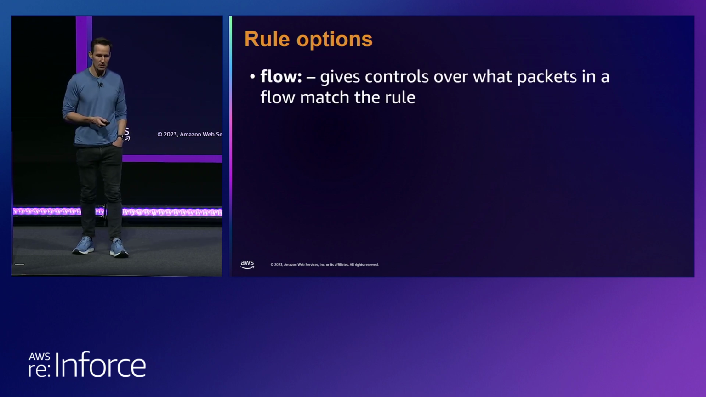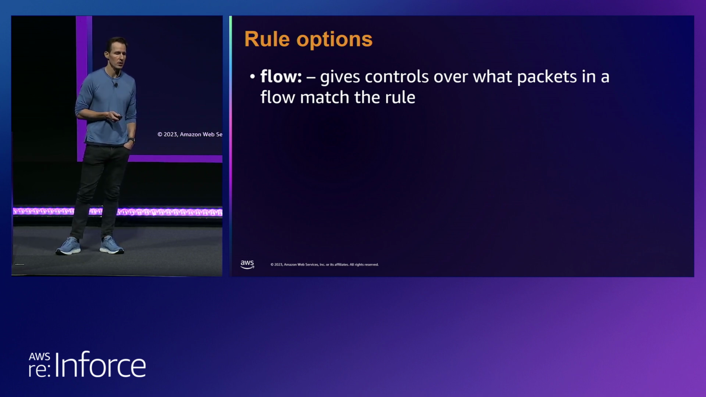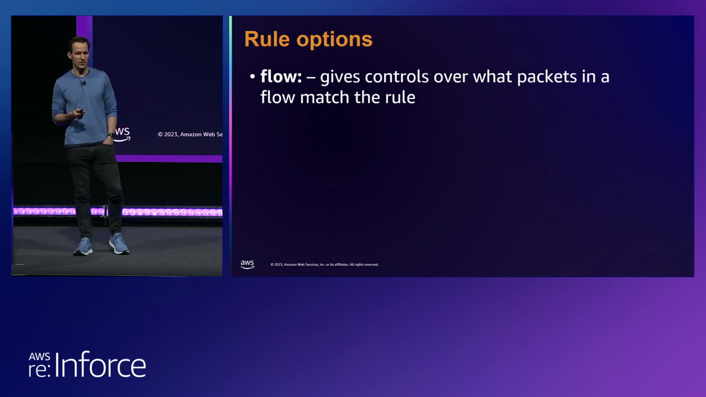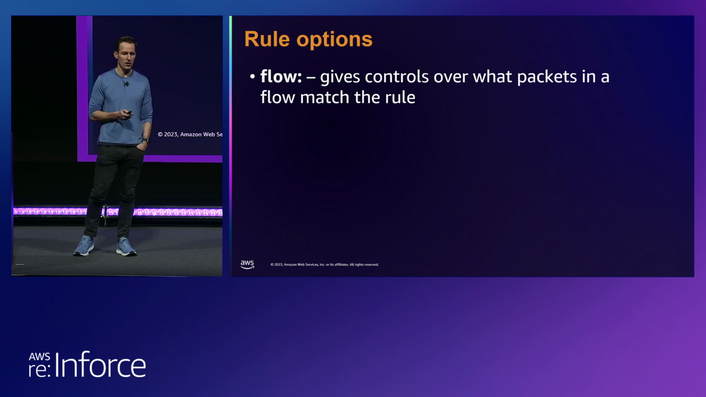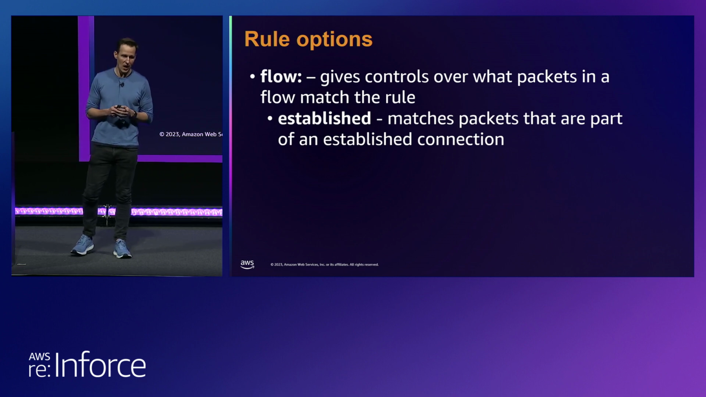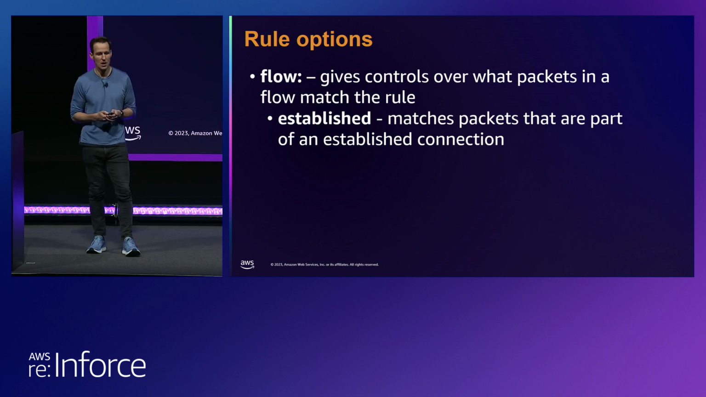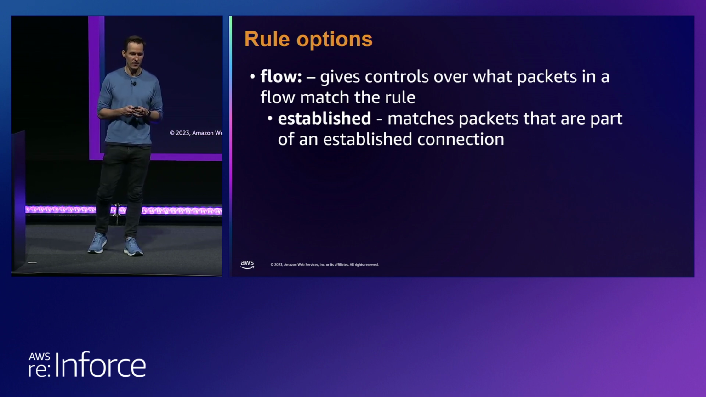So a big one that we see, Jesse mentioned this here, and we recommend using it, is the flow keyword. It's going to give me control over specifically what packets in a particular flow I'm going to match against. So I can match packets only in established connections, and I would use the established keyword to do that. You can also do not_established to do the exact opposite, match packets that are outside of an established connection. You can also use the stateless keyword, which will match both in and out of established connections.